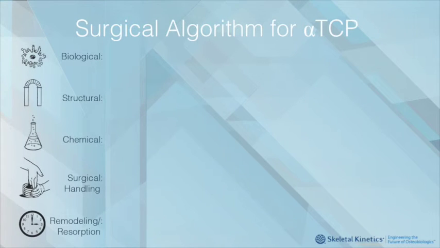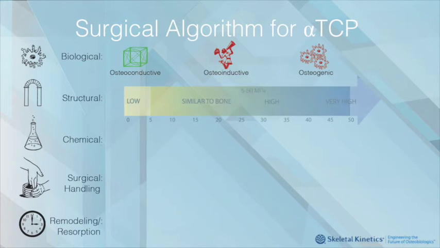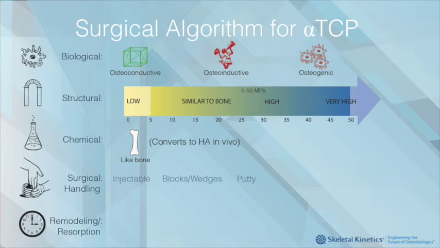When looking at the algorithm for alpha TCP, we see biologically that it offers osteoconduction. Structurally, these grafts can vary greatly. Even the weakest one is at the low end of bone at 5 megapascals. Most are between 10 and 20, and several offer strength at 30 and higher. Chemically speaking, these will convert to HA within 24 hours, and they will have a low crystalline structure like that of bone. The handling qualities include injectable, blocks and wedges, and putties. The remodeling time is just like that of bone at 3 to 10 years.